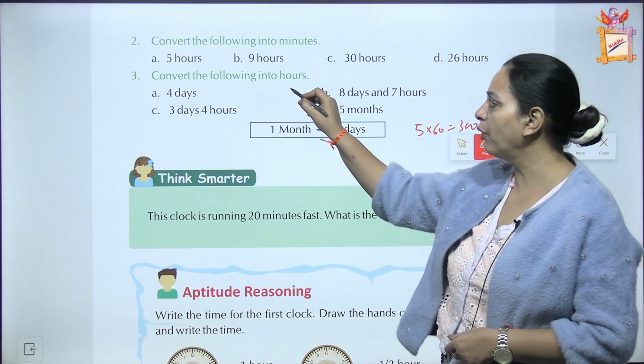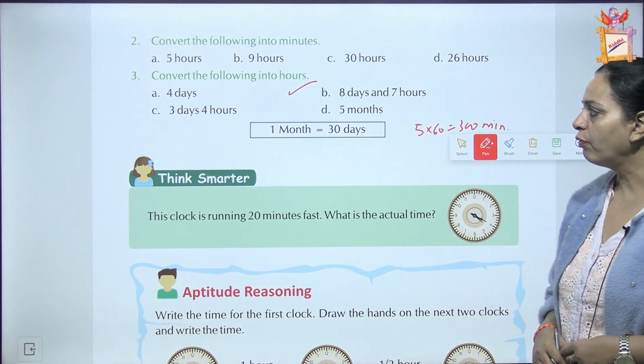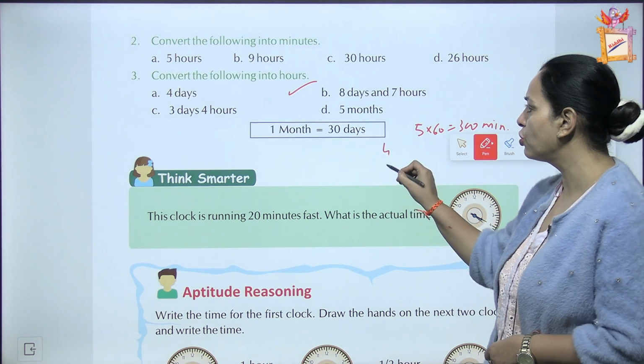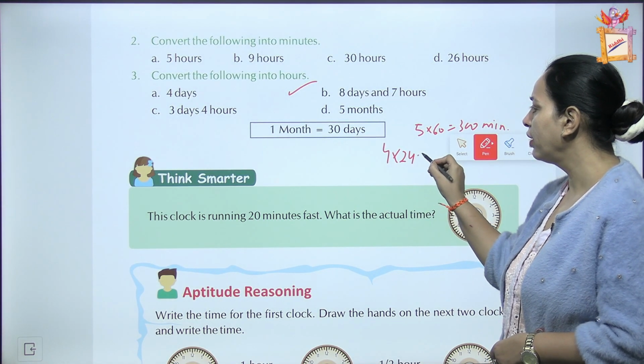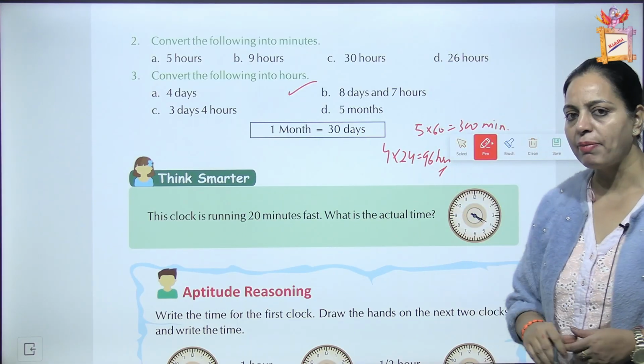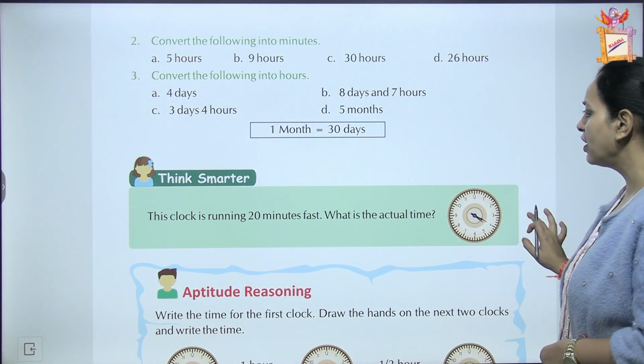The third one, convert into hours, like 4 days. You know 1 day, 24 hours. So 4 into 24, 96 hours. ऐसे ही आप बाकी के parts करेंगे. I hope this is clear to you.